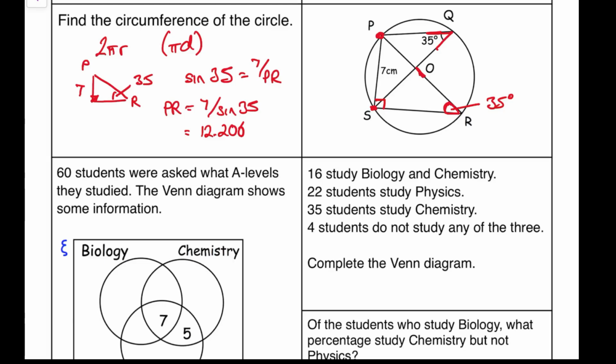And now I've got my diameter. However, again, remember the question wants the circumference. Always go back and read the question, check you've got what you need. So my circumference is going to be pi d, so I'm using pi d rather than working out the radius and just doubling it again. So pi times d, which is 12.206, which is going to give me 38.3 centimeters. And that is that question done.